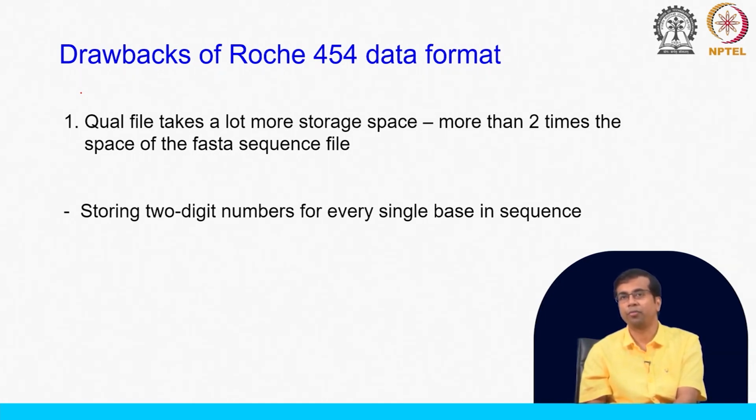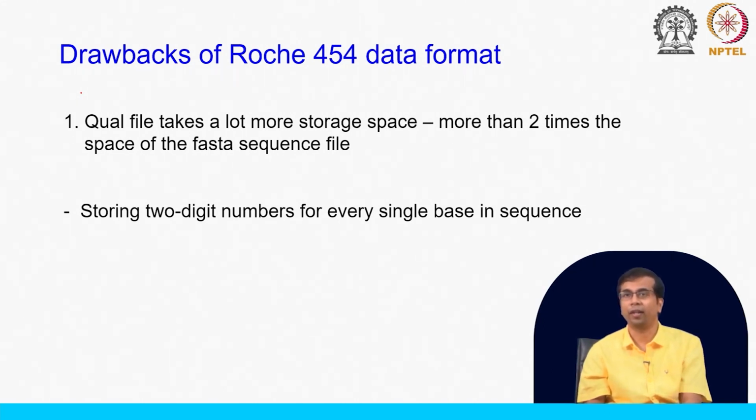So, most of the time it should be above 20, 15, 20 at least, right. So, you have these 2 digit numbers for every single base in the sequence, right. So, you are generating these 2 digits for every base that you have. On top of that, you have the space between these numbers. So, that takes up a lot of storage space in the hard drive, right.